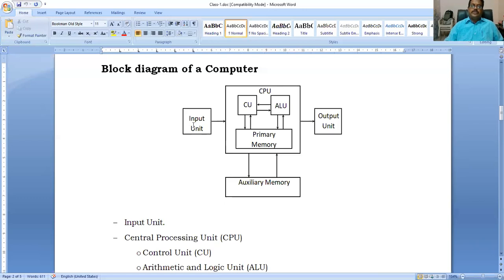The input unit is going to accept the input from the user, convert it into machine understandable form, and send it to the CPU. See, this direction, it comes from the input unit and is sent to the CPU. The CPU has some units, and then we have the output unit. After processing the data given from the input unit, the manipulations they want to do are performed in the CPU, and after completion, it sends the result to the output unit.